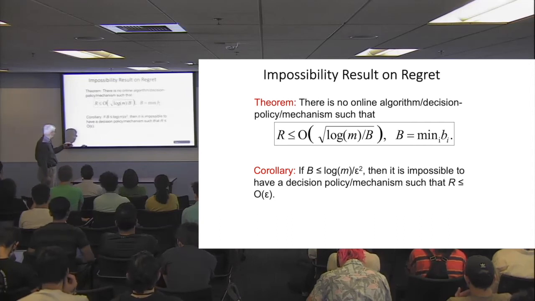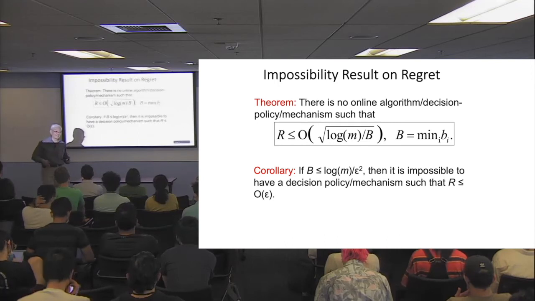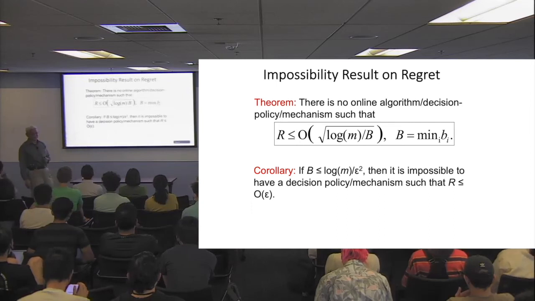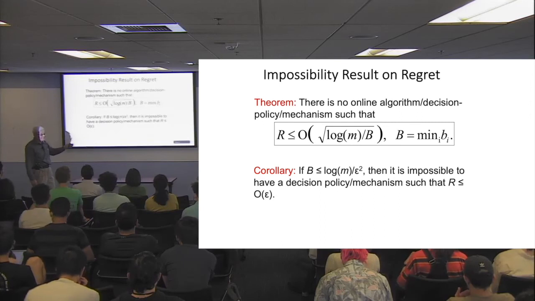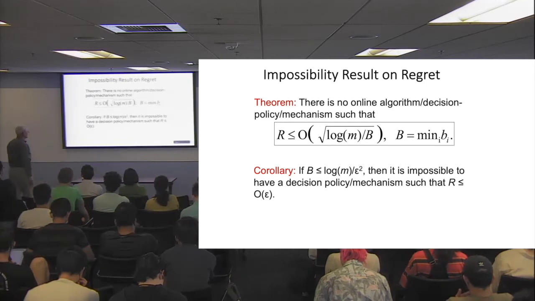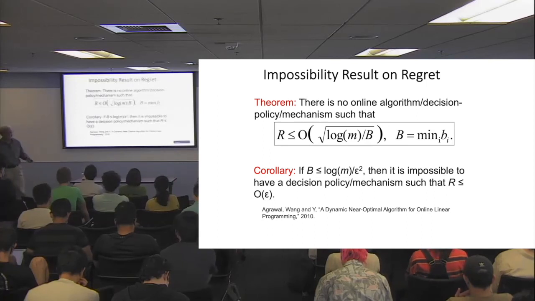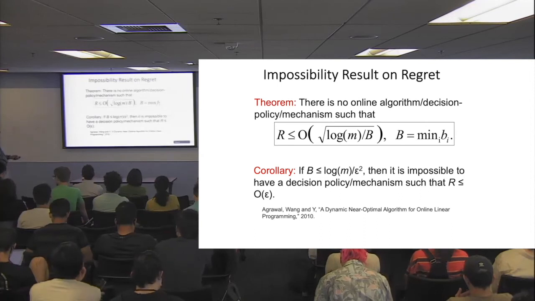However, what does this mean? It means the initial inventory is not too big. On the other hand, if you want to use online optimization to make decisions, you had better have plenty of inventory initially, because somehow you have to pay some kind of cost, since essentially we have to learn new things. Okay, so this is the impossibility result. The paper is from 2010, took a few years, and was finally published in Operations Research.